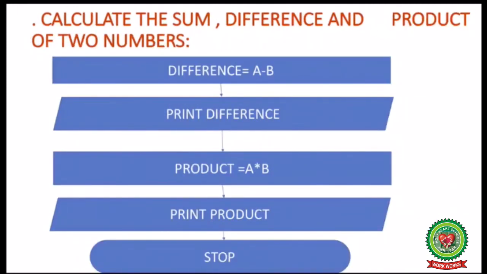Similarly for the difference, difference equals A minus B, then print difference. For the product, product equals A multiply B, and then the output will be print product. At the last, there will be stop.